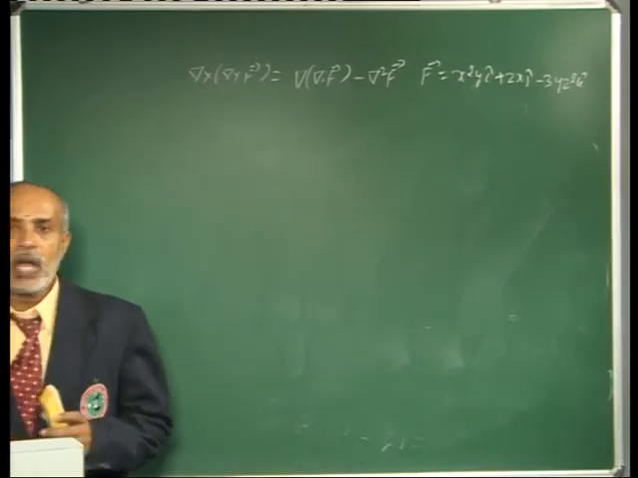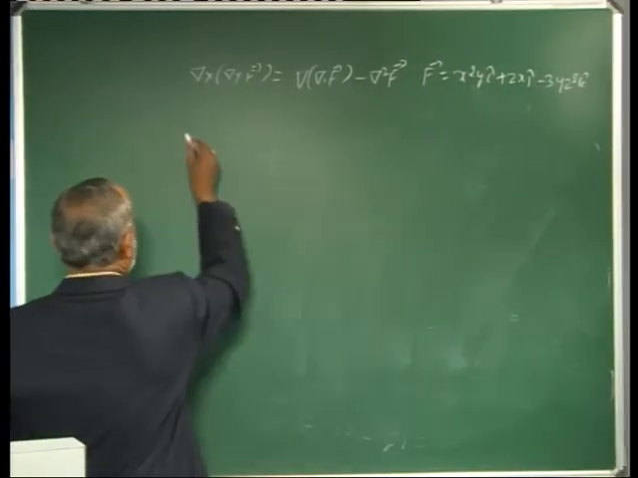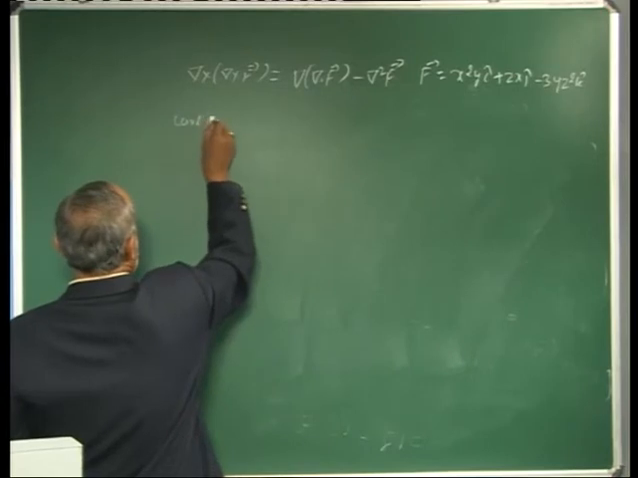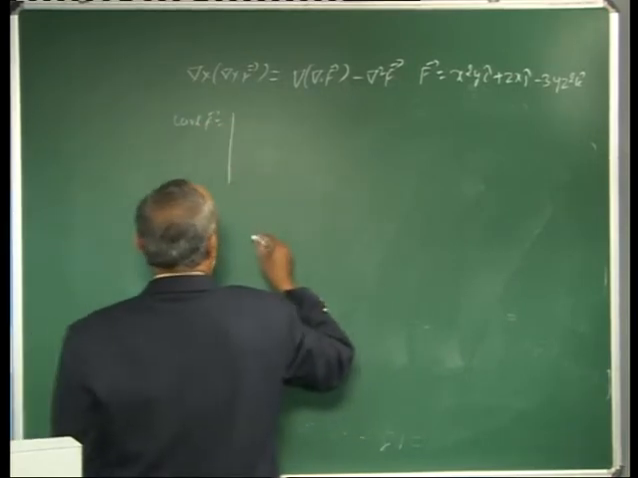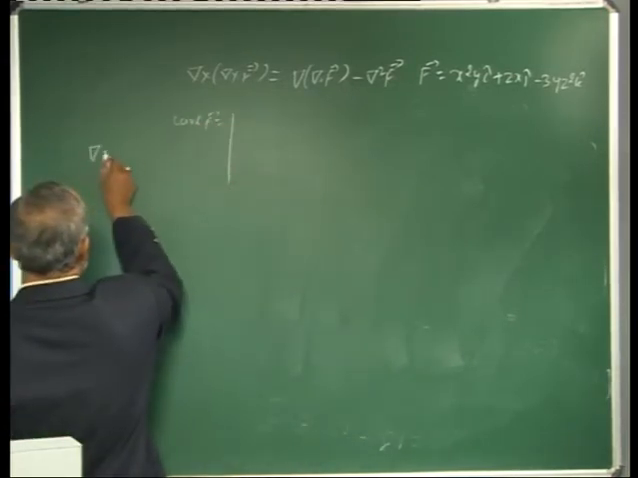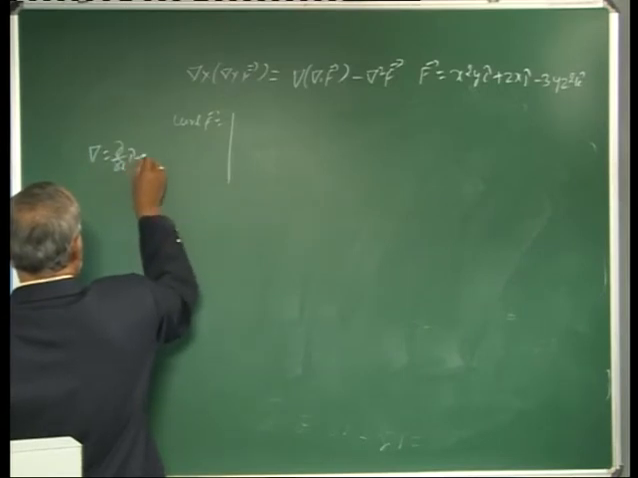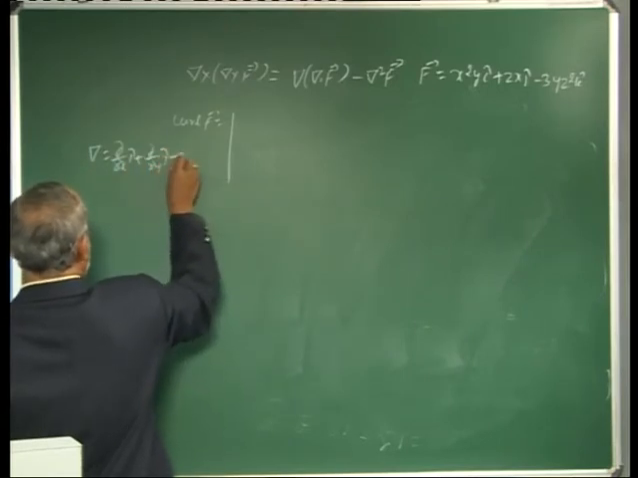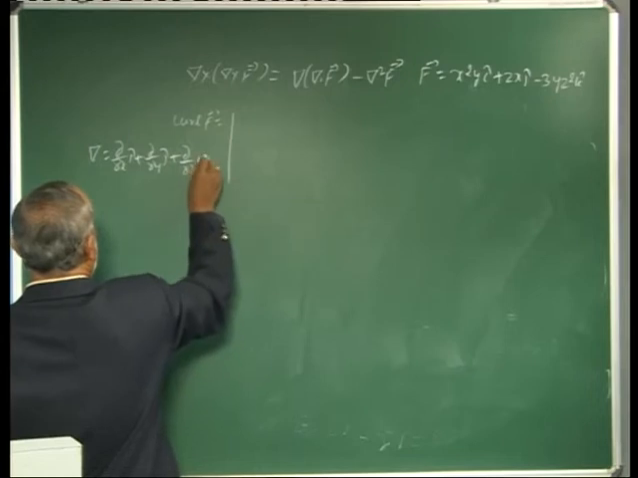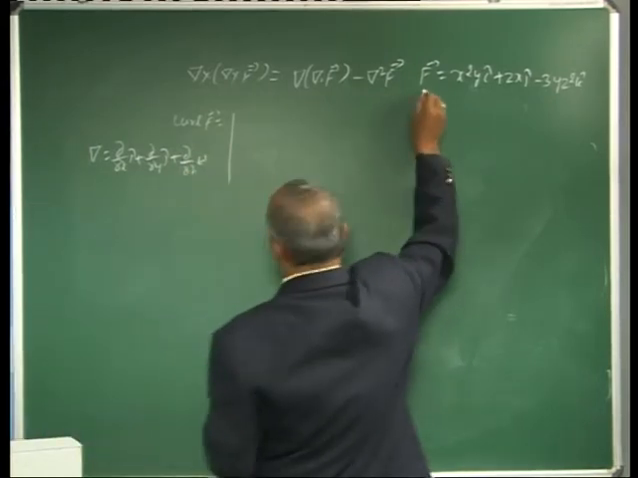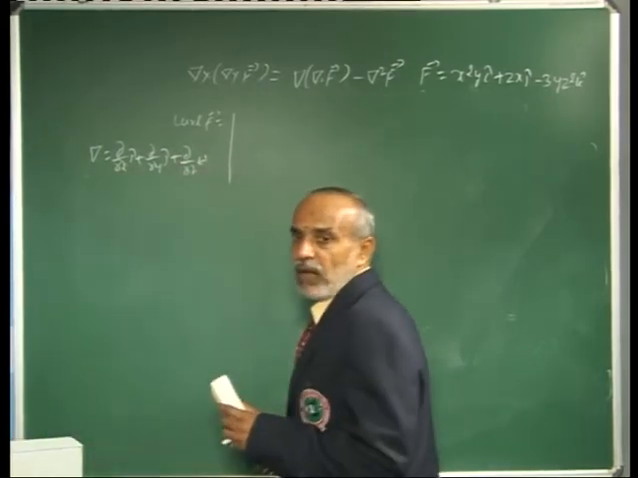Now, first you can find out curl f vector. Curl f vector means determinant, you know del is the differential operator, dou by dou x of i vector, dou by dou y of j vector, dou by dou z of k vector. Using this f vector and curl, you can find out curl f vector.